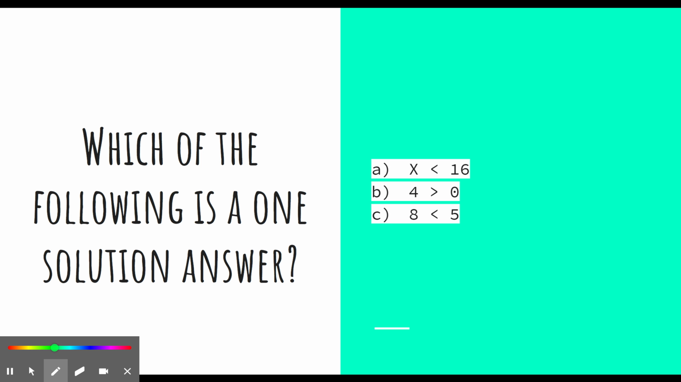Okay, so which of the following is a one solution answer? That would be A. A is a one solution answer. It's the only one that includes a variable, and one solution answers are the only ones that include a variable.